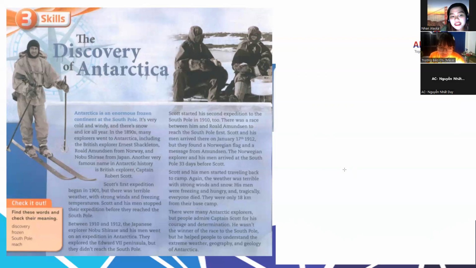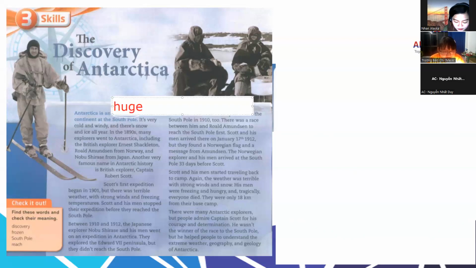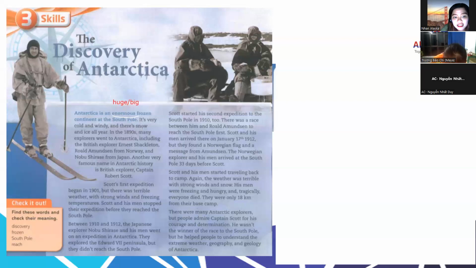Antarctica is an enormous frozen continent at the South Pole. What do we mean by enormous, Maya? Enormous means huge, big. So it says in here, Antarctica is a big frozen continent at the South Pole.